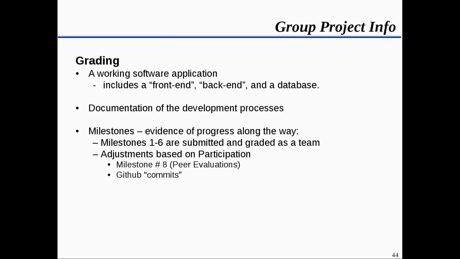It's going to happen quick, but again, I'm going to go over with you the pacing that you guys need to keep. For the milestones, this is the evidence of progress along the way. We've got 6 of those. They'll be submitted and graded as a team, and they're adjusted based on the peer evaluations. That says number 8, but it's really number 7. It's kind of not included in these 6 milestones, but that will help adjust your grade, is how much your peers think that you contributed to this, as well as we're going to be watching GitHub commits. So it's important that everyone is contributing in some way.